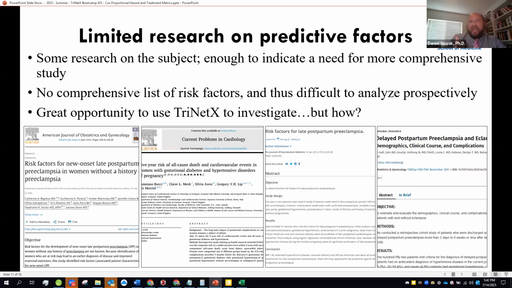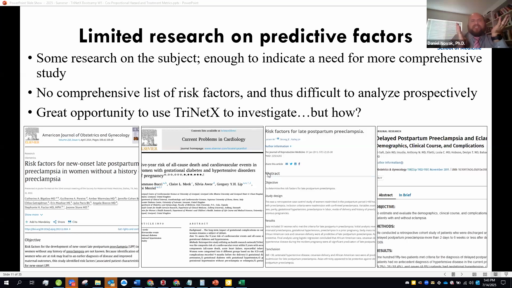No comprehensive list of factors exists at the moment, and it's really difficult to analyze prospectively because, because of this exact issue, we don't know prospectively who's going to wind up getting the condition and who's going to need additional help. This can also be an emergency condition, right? A spike in blood pressure, a number of issues can arise really quickly and require a lot of emergency care. So this is a great opportunity. Looking at postpartum preeclampsia is a great opportunity to investigate using TriNetX.